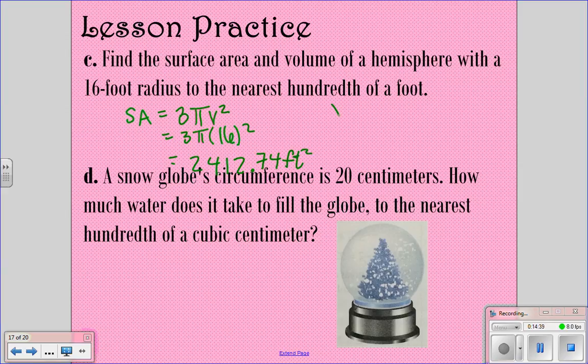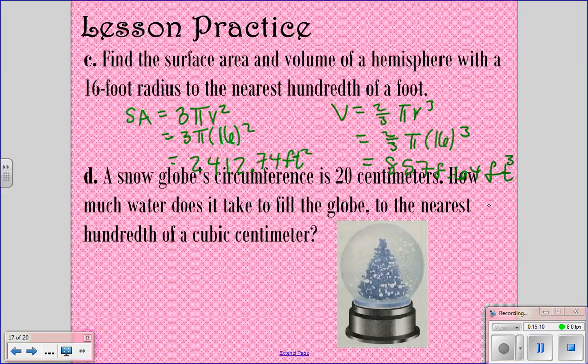And then it also asks for the volume. Your volume formula is 2/3 pi r cubed. So we have 2/3 pi 16 cubed. So 16 cubed, and then times 2/3 times pi. And so you should get 8,578.64 and then feet cubed because it's volume.